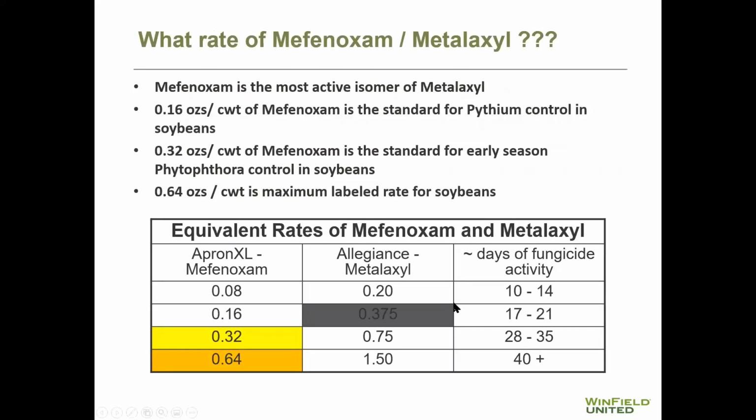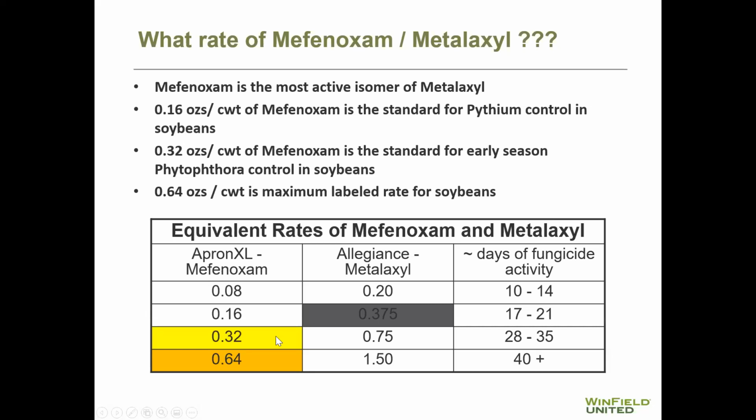Okay, now when you look at activity of these, you can see that the methanoxin at the lower rate will equal what the metalaxyl rates will. And as we increase our rates of the methanoxin and metalaxyl, we do get better and better control out of these fungicides. So if you look at Apron XL, the methanoxin versus the metalaxyl here, we've got to have quite a bit more rate of that metalaxyl to get similar control.